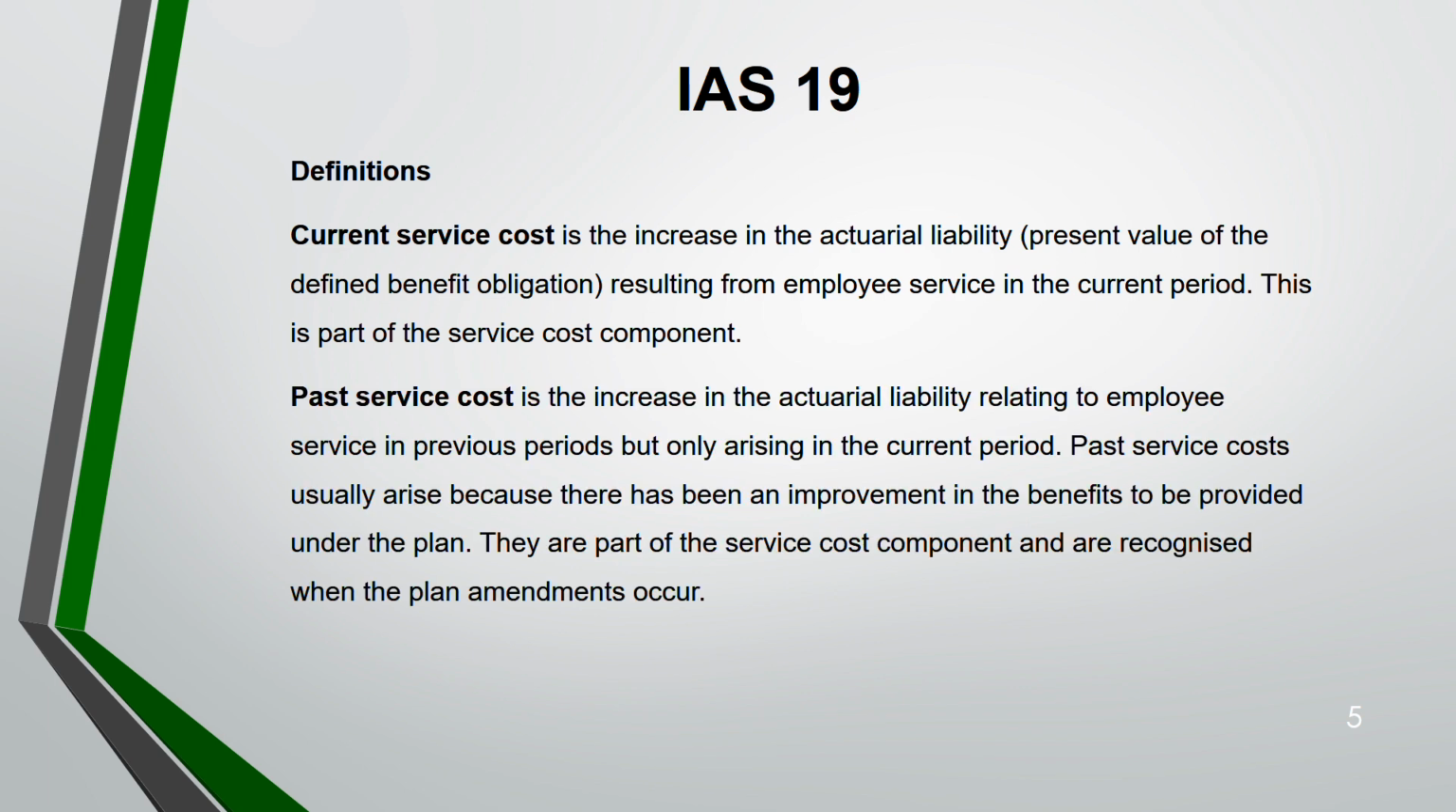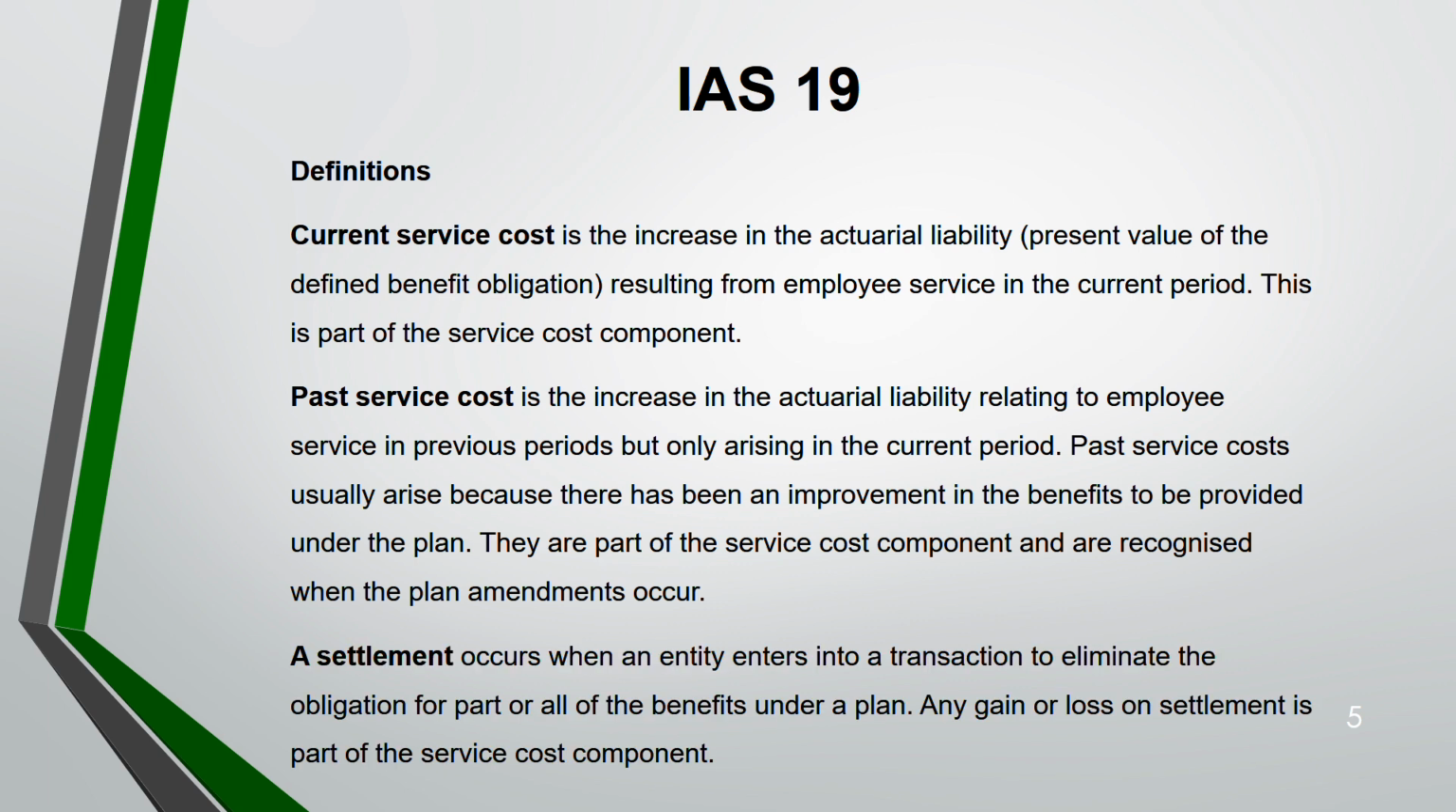Okay. Next is past service cost. This also is an increase in your actuarial liability related to employee service in the previous period, but only arising in the current period. Past service cost will usually arise because there has been improvement in the benefit to be provided under the plan. So these are part of the service cost component and will be recognized when the plan amendments occur. That means when you change the plan, past service cost will come. For example, now the plan has benefited. There has been improvement in the benefit.